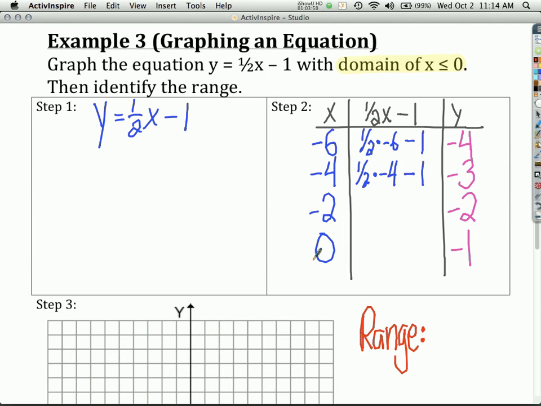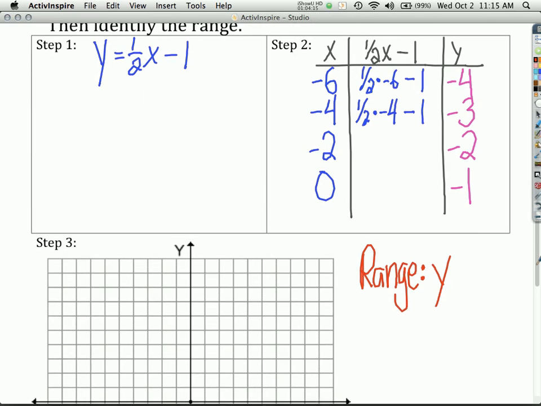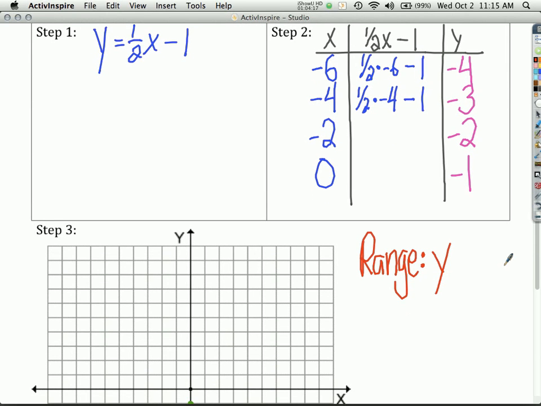We could have chosen a whole bunch of other ones, right? We could have done -8, -10, -12. We could have gone on and on and on. So you can't just say that the range is -4, -3, -2, -1. We're going to write it like this. We're going to write y, and then we're going to use an inequality symbol. Look at these numbers. What inequality do you think we should use, and then what number should be on the other side? Got some people who are catching on.